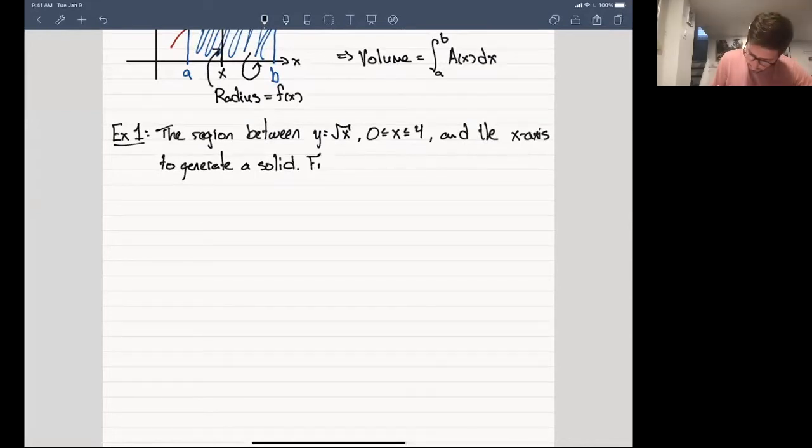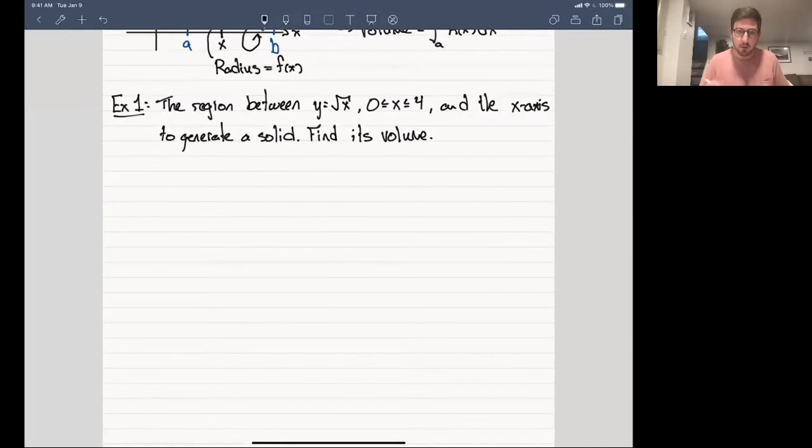Find its volume. So the same problem from the previous lecture. Really now we just need to find its radius. So let's give this a little sketch. My sketches aren't too pretty, but hopefully they still help us a little bit.